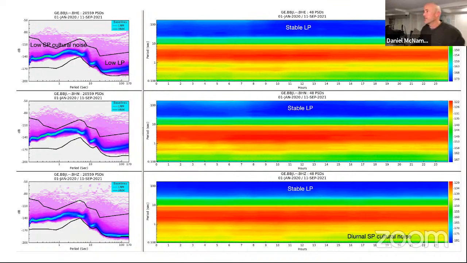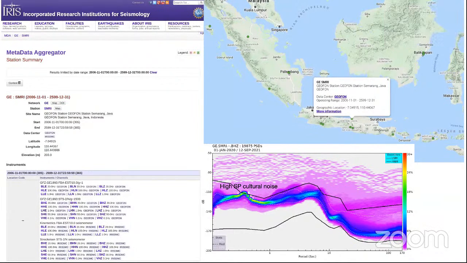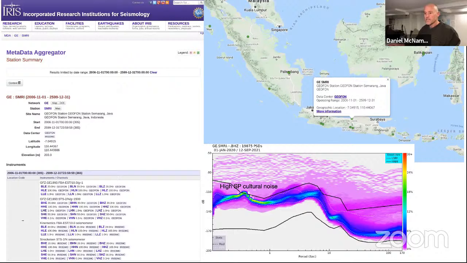Moving forward again, one more. Let's see. Now we're heading east. This is station SMRI. You can see here on the map on the upper right. Again, the BH channels are an STS2 from Streckeisen.